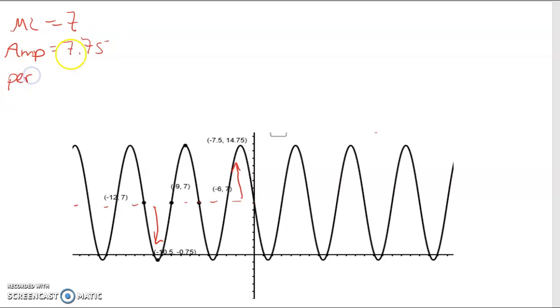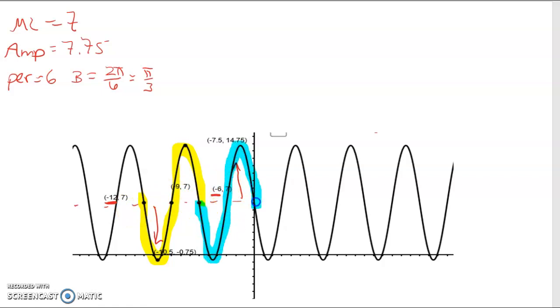Period. Let's see how long it takes to get through one cycle. There we go. We'd start repeating ourselves. So we can see now the x values between -6 and -12 is 6. And so that means our B value is 2 pi divided by 6, pi over 3. If that's a distance of 6, let's just make sure that we're hitting at the midline. Oh yeah, that's the midline. It looked like the midline, but you want to just make sure.